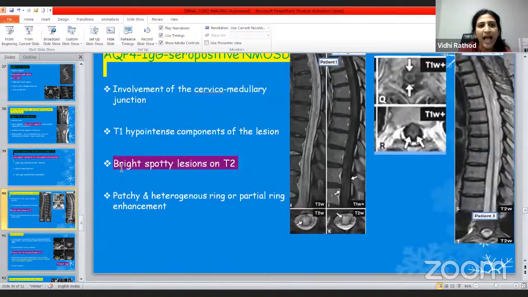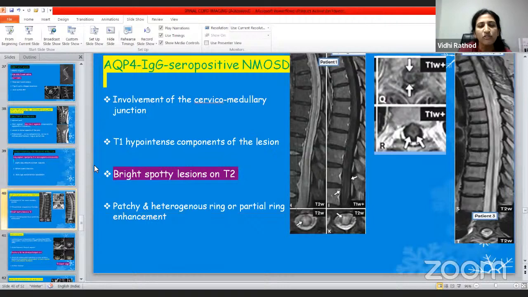So the first is aquaporin IgG seropositive NMOSD. There is involvement of the cervicomedullary junction most commonly, and there are bright spotty lesions on T2. Bright spotty lesions mean that the lesions have intensity which is similar to CSF. So they are that bright on T2, and they may show a patchy or heterogeneous or ring-like or partial ring-like enhancement, as we can see in these images.